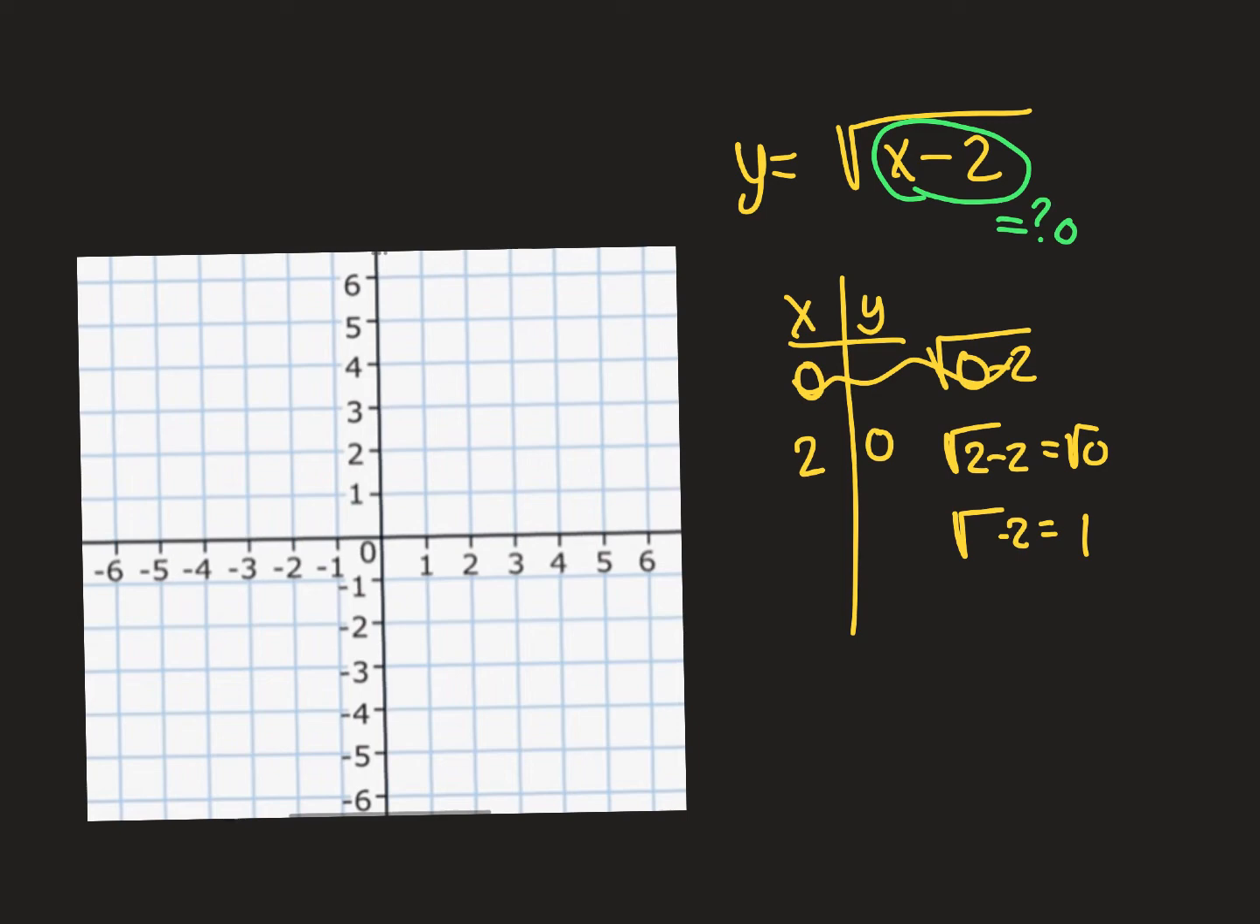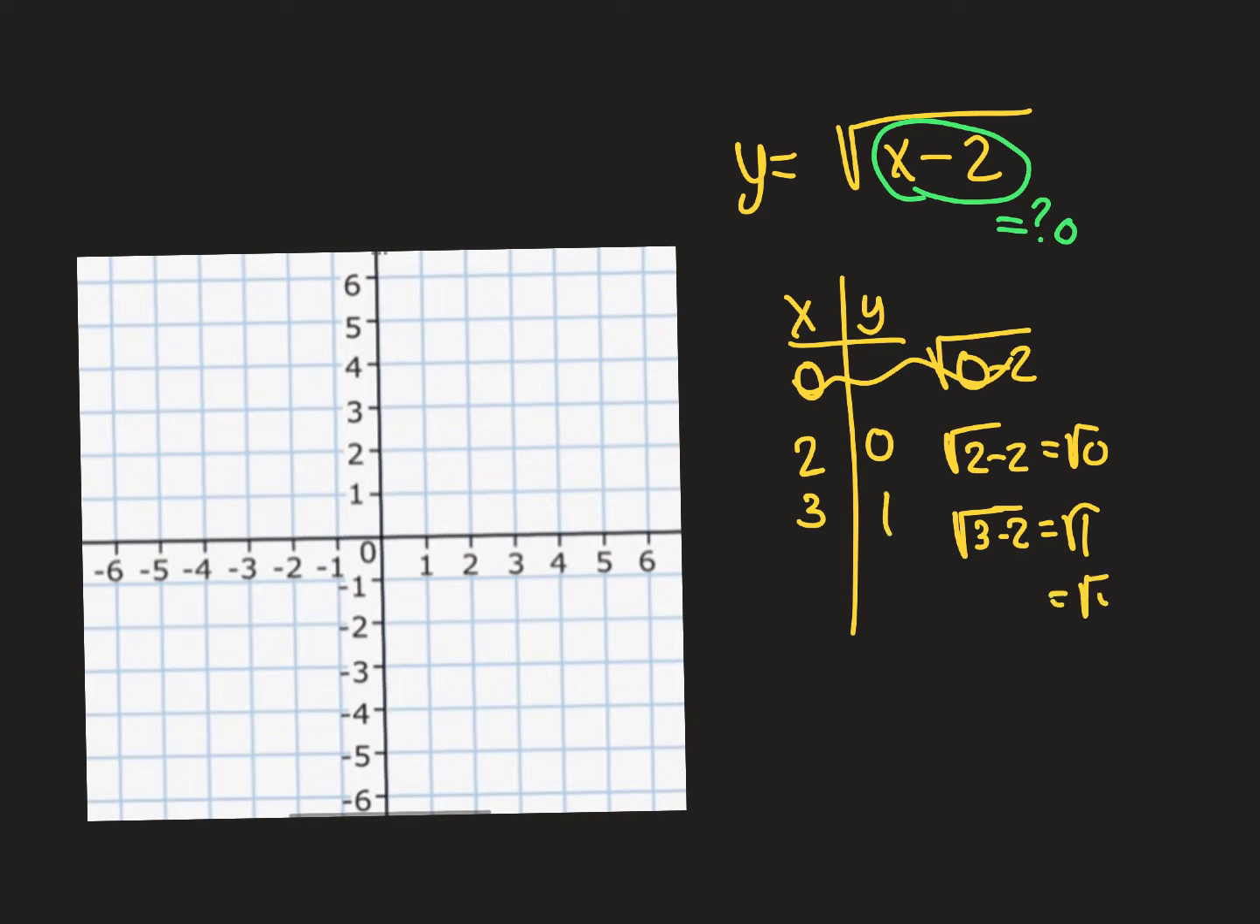But remember, I'm subtracting 2. If we just pulled out a calculator, decimals would be fine, but I'm trying to figure out numbers that would be easy to do. So how about 3? 3 minus 2 is 1, and the square root of 1 is 1.